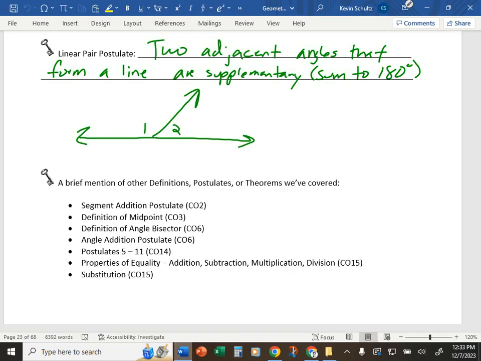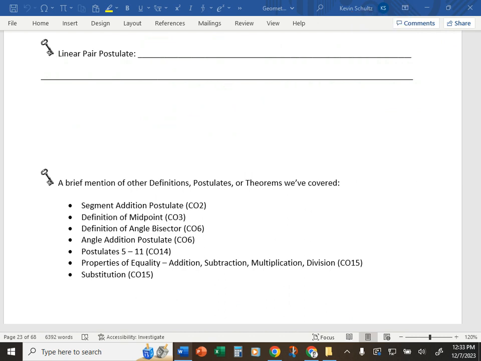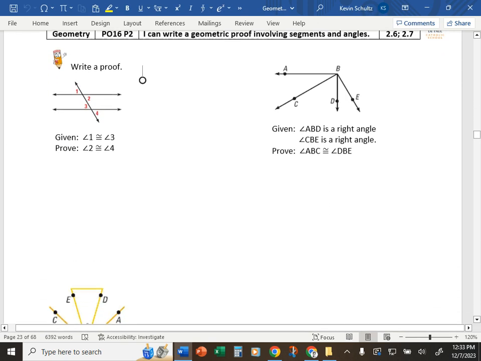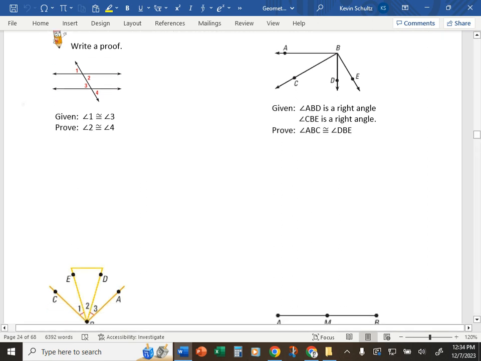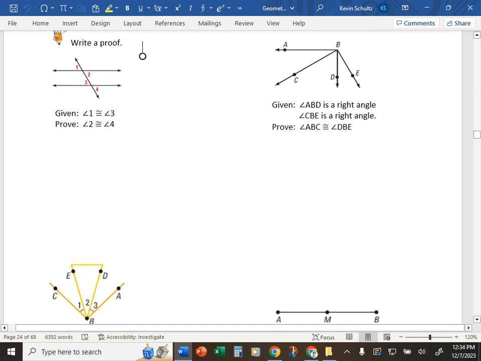You now have PO16 part 2, which is where you actually get to write some geometric proofs. Unlike algebraic proofs, these involve geometric figures, diagrams, terms, things like that. But the proof setup is the same. So if we're doing number 1 here, it says given angle 1 is congruent to angle 3, and our job is to prove that angle 2 is congruent to angle 4.